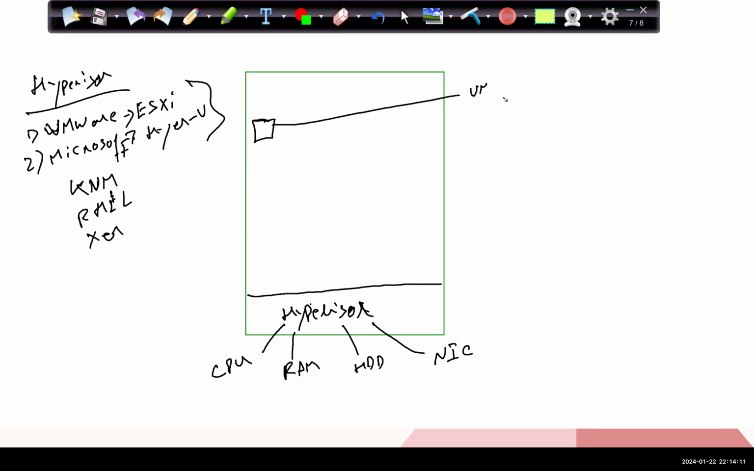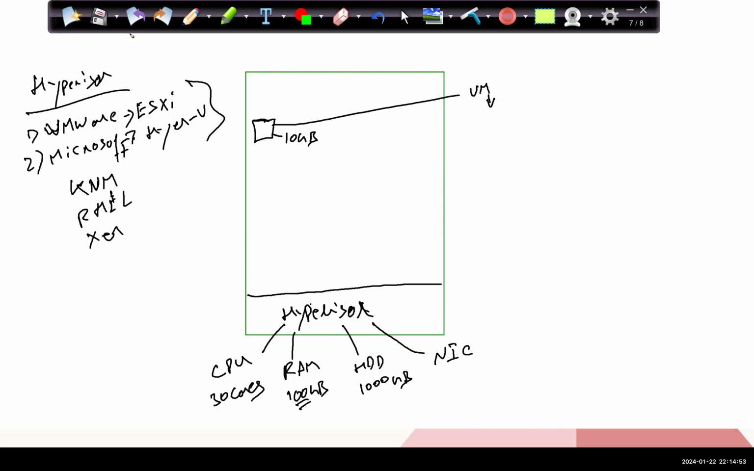Now, on top of this hypervisor, I can create something called a virtual machine. What a VM is, we'll look at later. Let's say I have 100 GB of RAM, 30 cores of CPU, and 1000 GB of hard disk. Because physically I have 100 GB, I can now assign, let's say, 10 GB to this VM.